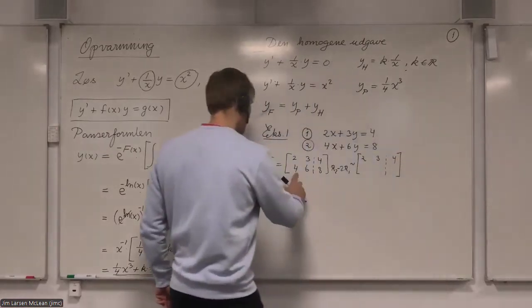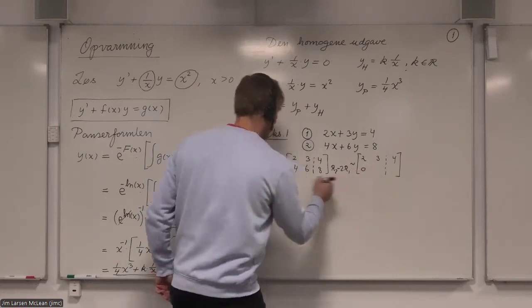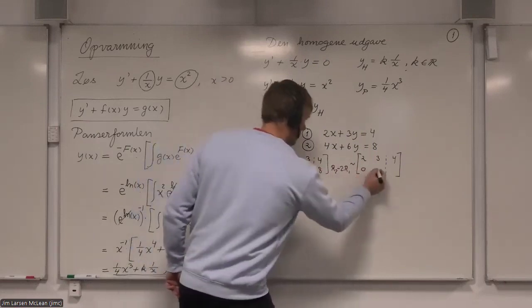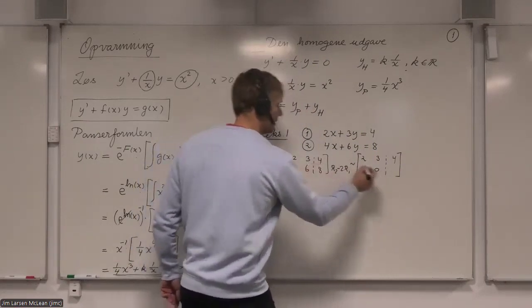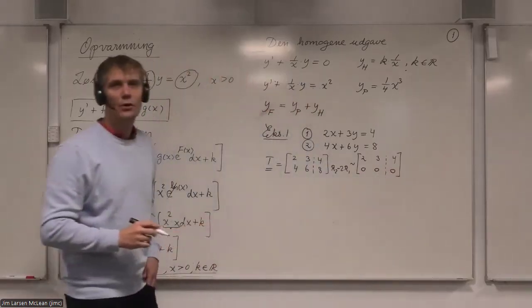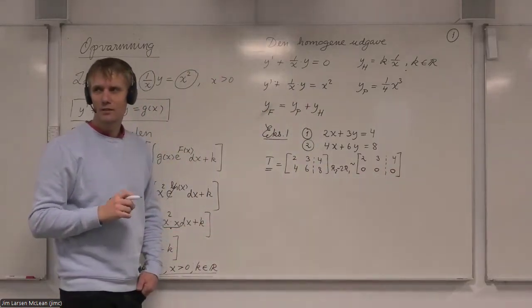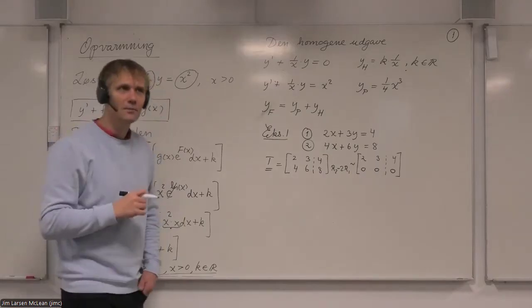And when I take it -2 times it, I get 0. So I get a 0 row because the two equations are dependent.